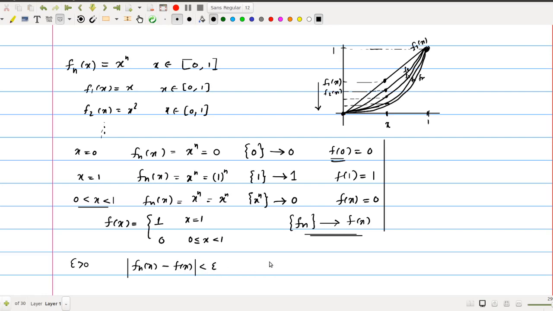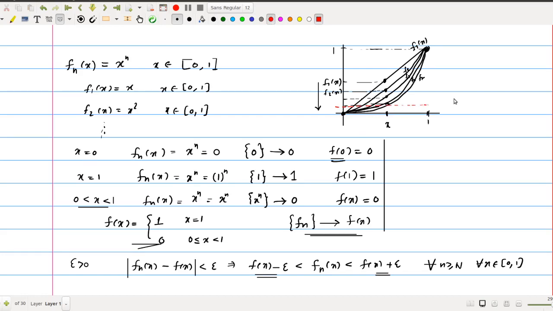So what is the meaning of this? When you remove or unfold this modulus, then we get f of x minus epsilon < fn of x < f of x plus epsilon, for all n greater than or equal to N and for all x belonging to the closed interval [0, 1]. Okay, so what is the meaning of this? When you consider f of x as this function, if you construct the functions f of x minus epsilon and f of x plus epsilon, that will be like this.